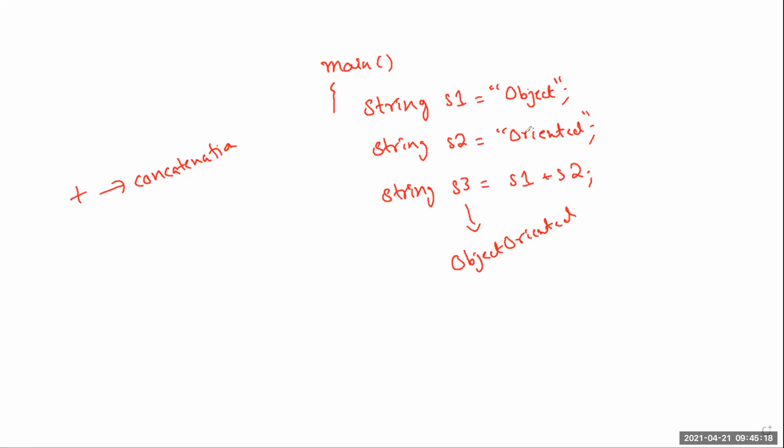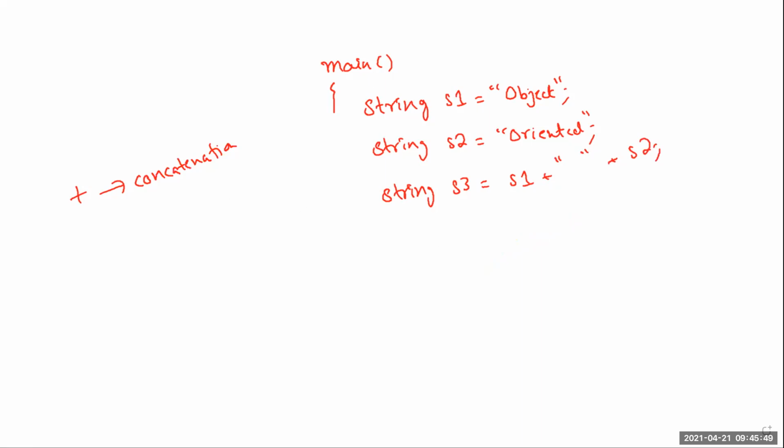Say s1 was "object" and s2 was "oriented". When you write s1 plus s2, you can copy it into another string, which is s3. So s3 is actually a combination of these. If someone says, I also want a space in between, what you can do is write s1 plus space plus s2. Now you have "object oriented", with a space. So this is one operator.